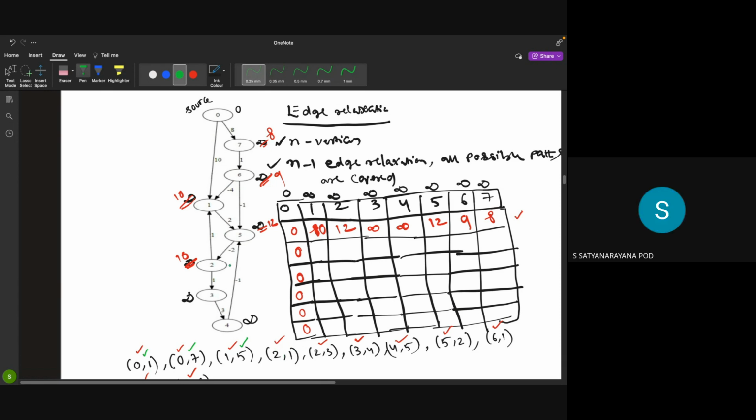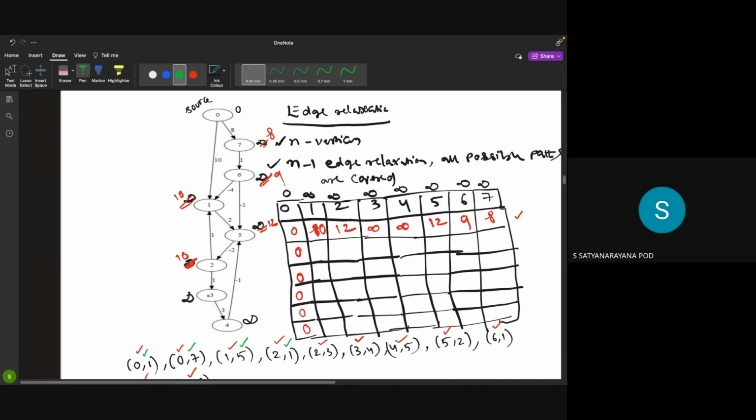2 to 1. We are going with 2 to 1. So this is 11. Already 10 is there. This is 1, 11. 11 is updated. No chance. 10 is as it is. Is it clear? Yes, sir.